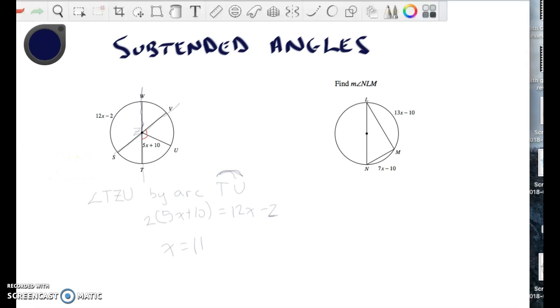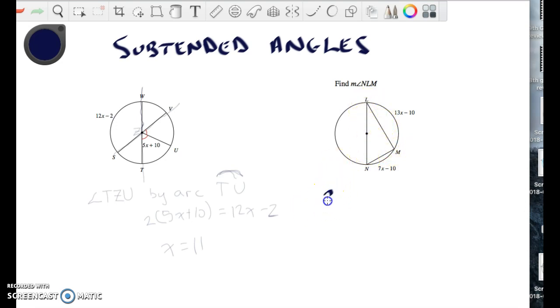Okay, if we look at this one, we have what are called angles on a circumference, or we call them inscribed angles. And if we look, we have a diameter here. And a diameter always cuts a circle in half, which is 180 degrees. So if we have to find arc NLM, which is angle NLM, well, no problem, because the inscribed angle is half the measure of its arc.